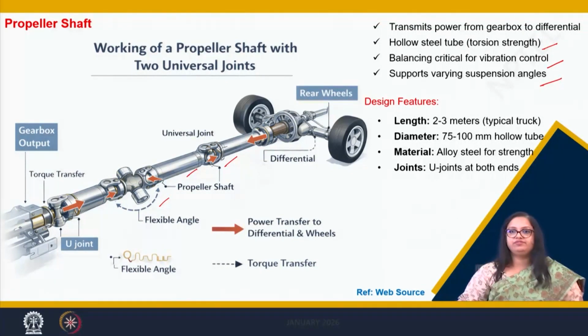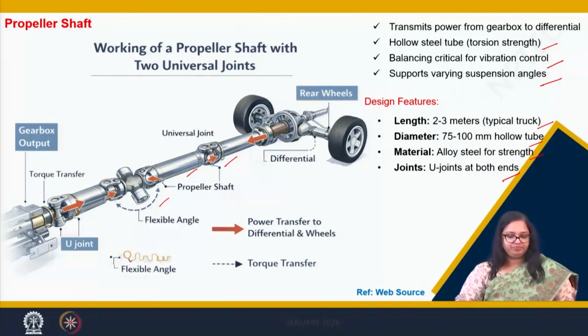If we see for a truck, the length of this propeller shaft is around 2 to 3 meters, and its diameter is 75 to 100 mm. It is made of alloy steel for higher strength, and the joints it has at both ends are the universal joints, which help in conserving the torque that comes from one shaft to the other.